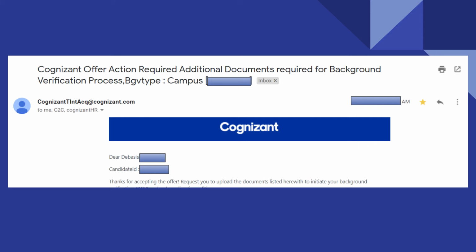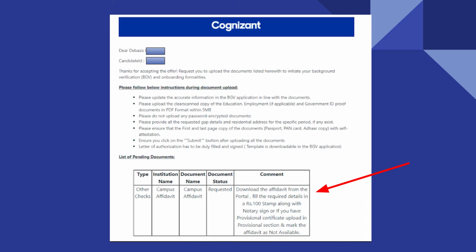Okay, now let's talk about what you can do if you have already uploaded the Campus Affidavit without doing this stamp or notary work. You should wait, and after some days Cognizant will send you a mail stating that you have uploaded the improper Campus Affidavit. And this will look like this. Once you get this mail, you can prepare the correct Campus Affidavit by doing the stamp paper and the notary work that we have discussed earlier.